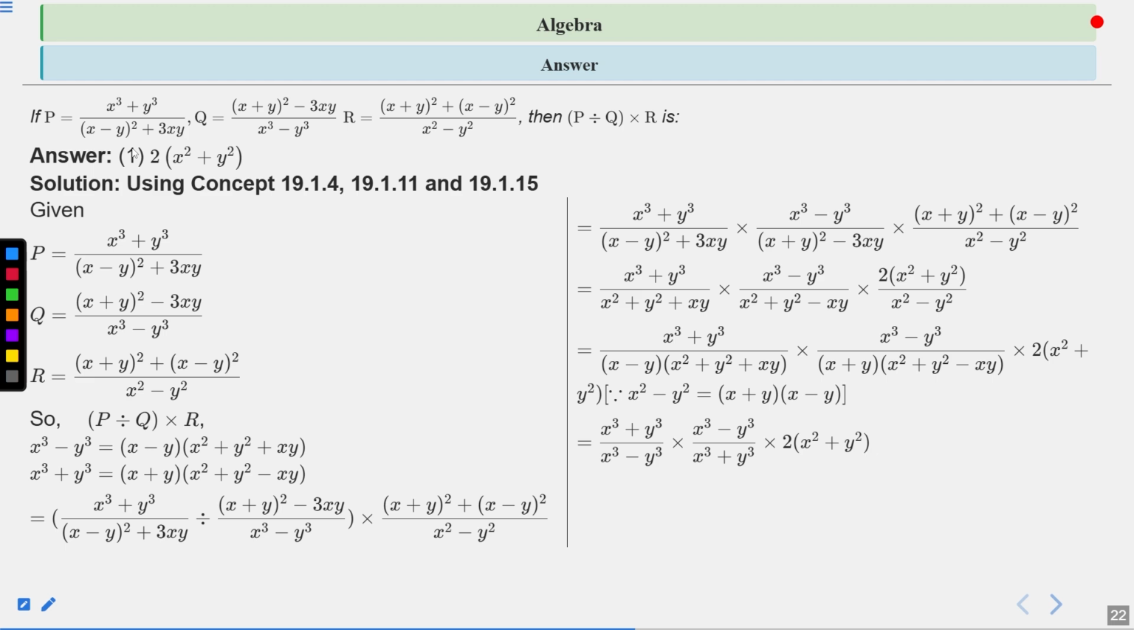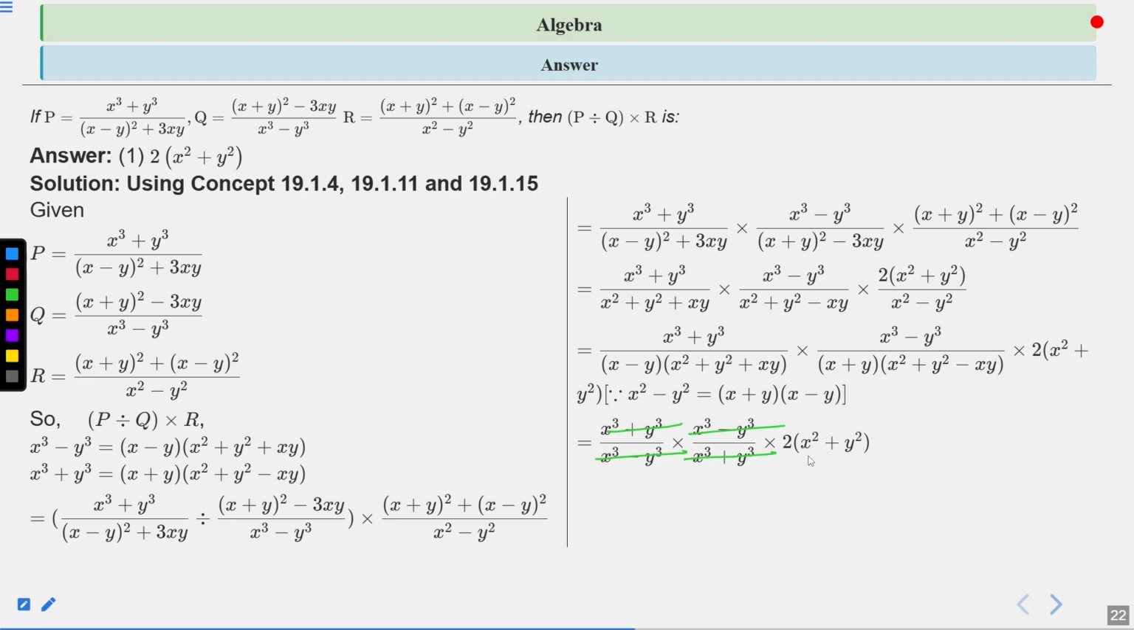So when we simplify it, what do we get? The rest becomes (x³ + y³) upon (x³ − y³) into (x³ − y³) upon (x³ + y³), the whole multiplied by 2 times (x² + y²). Now we can clearly see that in the numerator there is x³ + y³, and in the denominator x³ + y³, so they will be cancelled out. In the same way, x³ − y³ in the numerator and x³ − y³ in the denominator will be cancelled out.